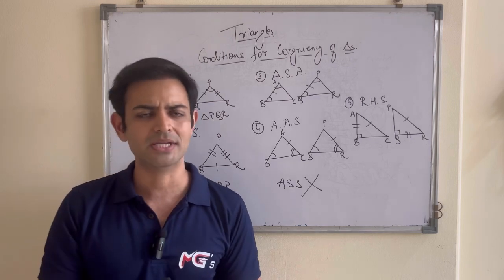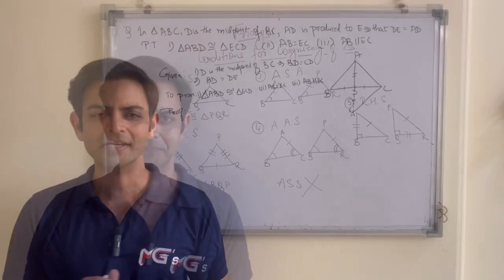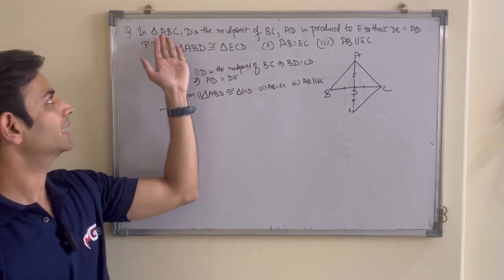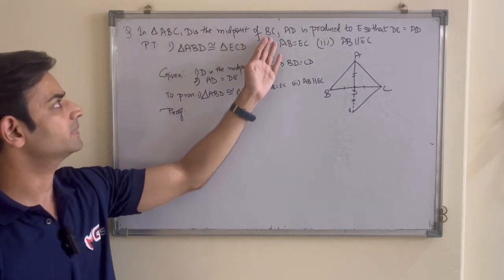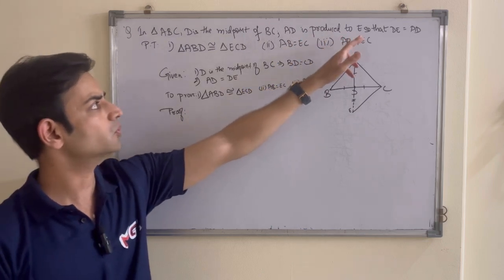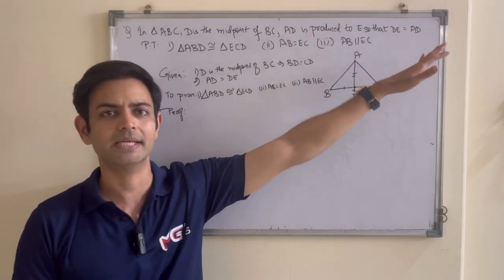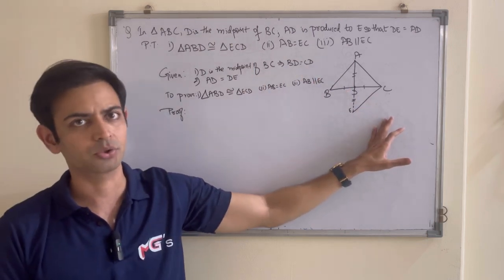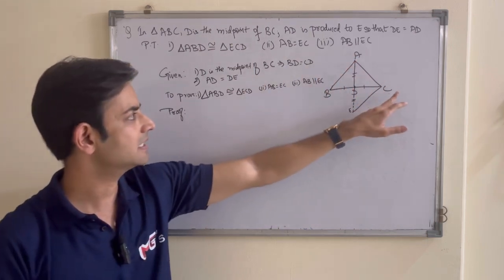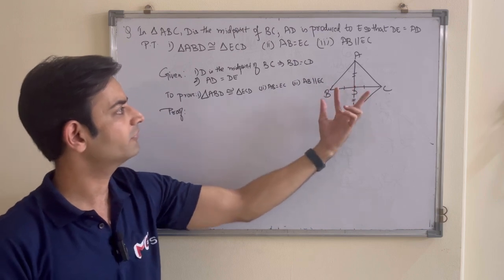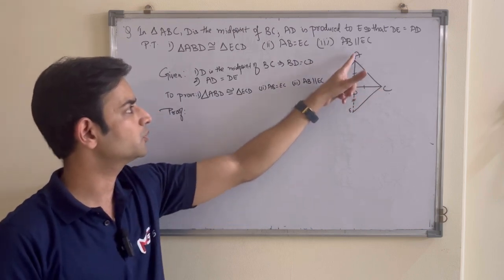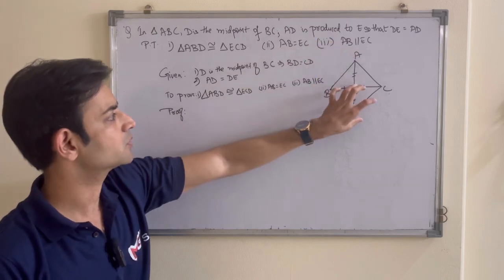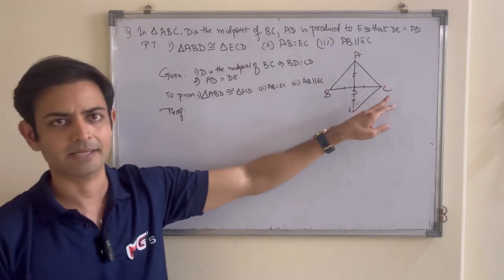We'll take up a few questions to understand these concepts better. So we have a question here: in triangle ABC, D is the midpoint of BC. AD is produced to E so that DE is equal to AD. Based on the given question, we are supposed to draw the diagram if it is not given to you. So we have a triangle ABC here. D is the midpoint of BC, and we produce AD to E so that AD is equal to DE. So we join EC.